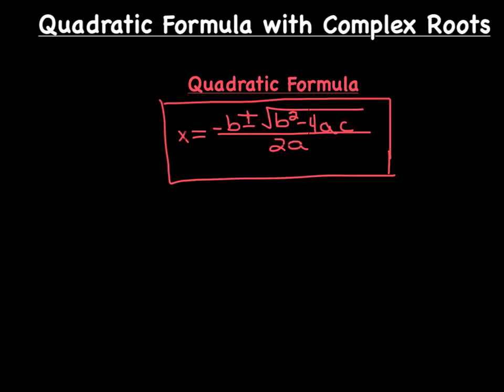Today we're going to be talking about the quadratic formula with complex roots. Now, if you recall, we've already used this formula, so you guys should be pretty familiar with it. What we're going to do today is look at examples in which you're going to wind up with negatives underneath the radical, so you're going to wind up with complex roots. Okay, so let's take a look at number 1.